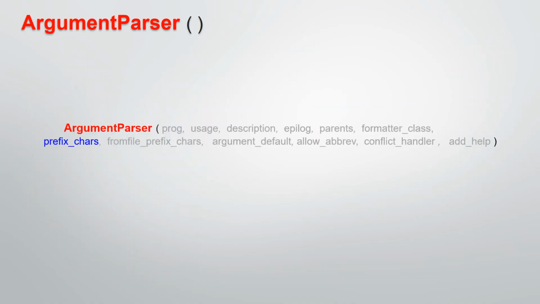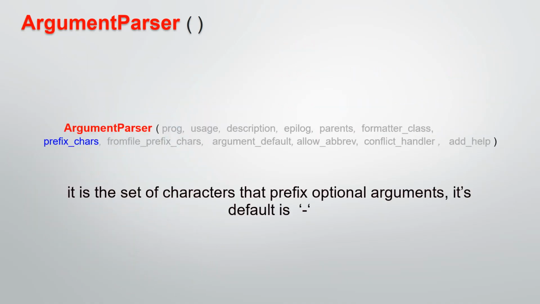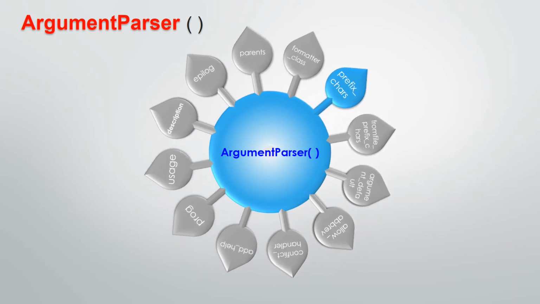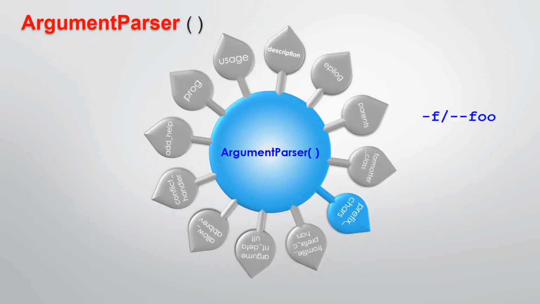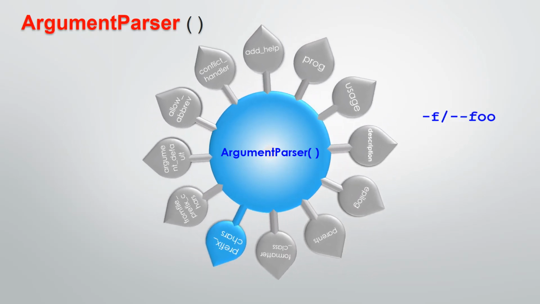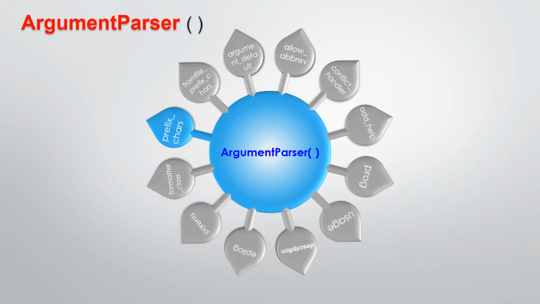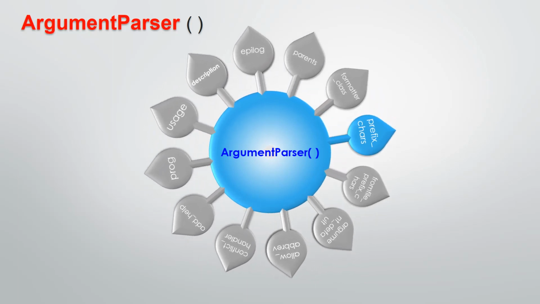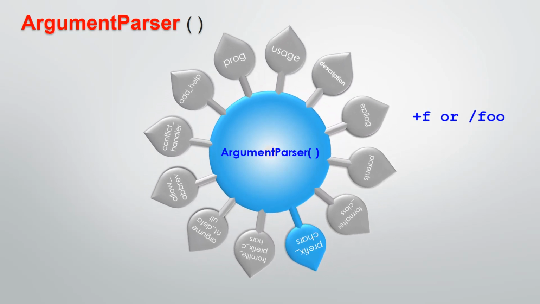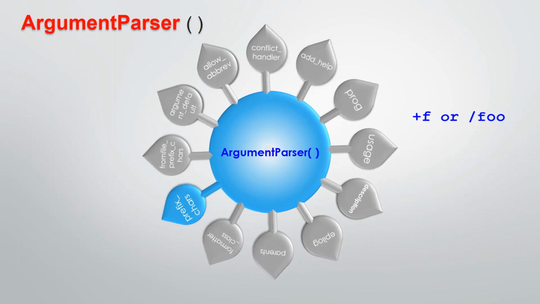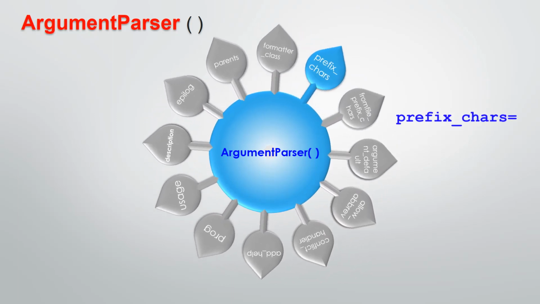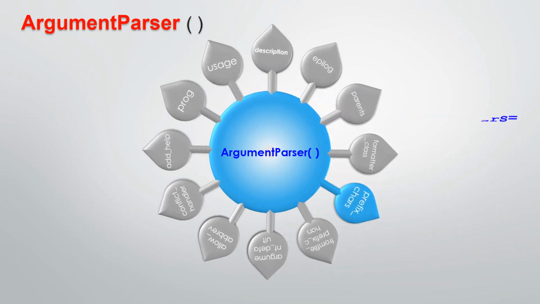prefix_chars. It is the set of characters that prefix optional arguments. Its default is hyphen. Most command line options will use hyphen as the prefix, for example -f or --foo. If the parser needs to support different or additional prefix characters, for example for options like +f or /foo, you have to specify them using the prefix_chars equal to argument to the ArgumentParser constructor.